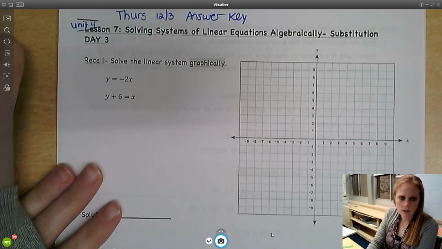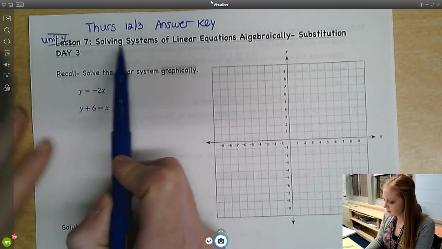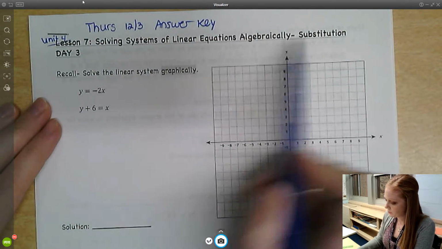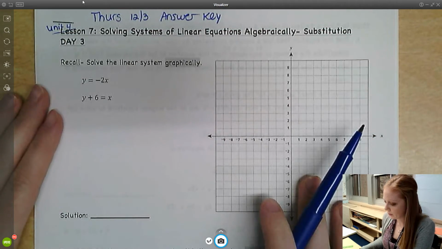All right. This is the video lesson for Thursday's lesson 7, solving systems with substitution, day 3. Okay, so again, we start off with solving a system graphically, which we know how to do.